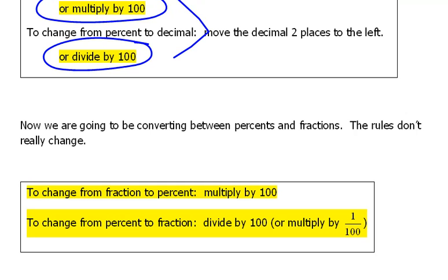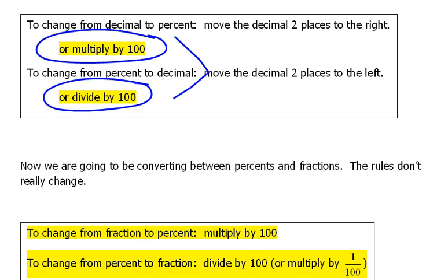But let me move this back up just a hair here. You'll see that when we change from a fraction to a percent, we still multiply by 100. Just like when we're moving from a decimal to a percent, we multiply by 100. So if you're moving to a percent, you multiply by 100. If you're changing from a percent to a fraction, we divide by 100. Just like up here. If we are moving away from a percent, we divide by 100.